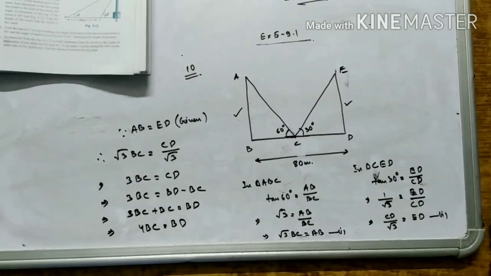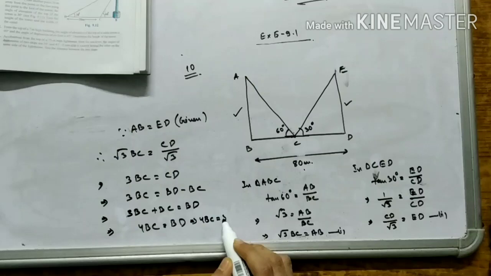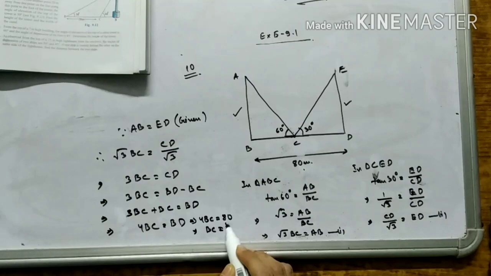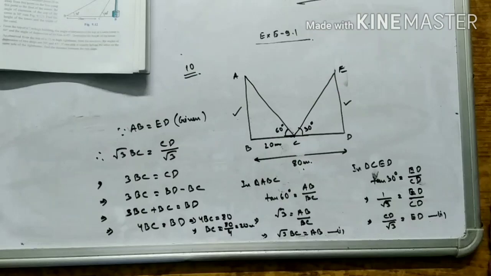BD value is 80 meter, given. So let's put it in here. 4 BC equals 80. BC equals 80 divided by 4, which equals 20. Understand, 20 meter. BC equals 20 meter, I got.